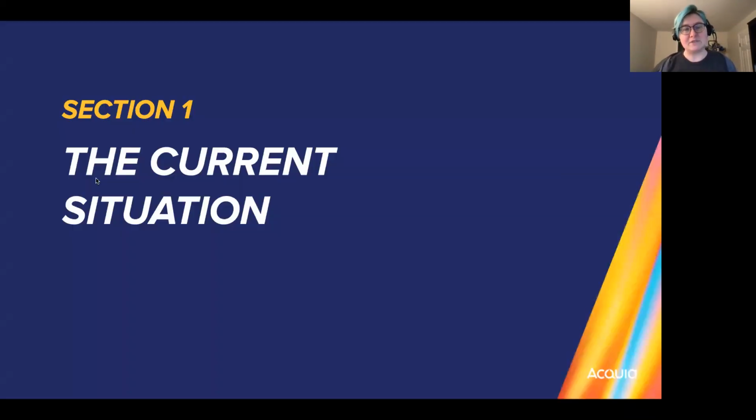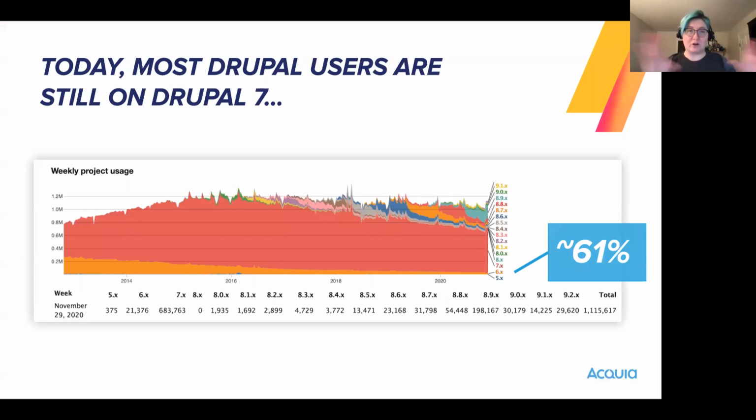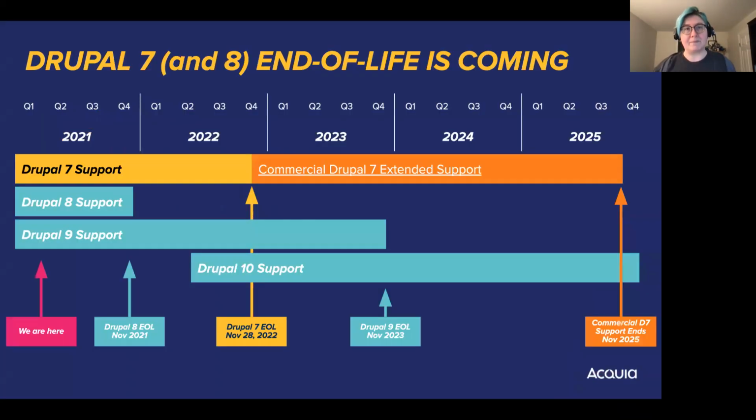So the current situation is that if you look across all Drupal users in the world, most of them today are still on Drupal 7. And we have an end-of-life situation coming where Drupal 7 support ends in November of 2022, next year. It was originally supposed to be November of this year, but because of COVID, the security team and the core committers all got together and said, we need to give people a little bit of reprieve on this. Let's push it out by a year, knowing there were a lot of hiring freezes and budget freezes that came about as a result of COVID.